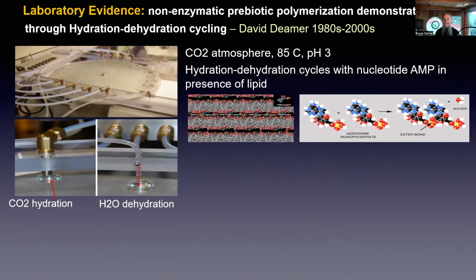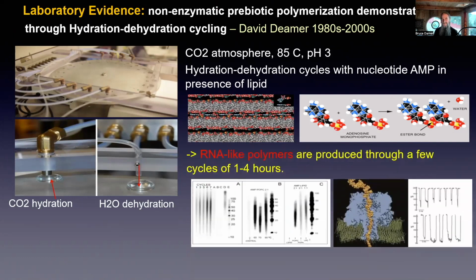What was happening between the layers of lipid as the lipid dries down, with the nucleotides, in this case adenosine monophosphate, is that water would be removed from between the lipid and would pull the reaction forward. An ester bond would form, and you would form polymers of RNA, an RNA-like polymer, in this case poly-A RNA. And this could be done in multiple cycles. You can see the gel showing the different lengths of polymer that were present.